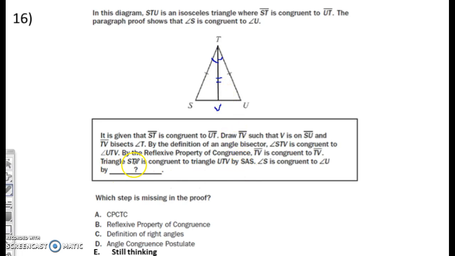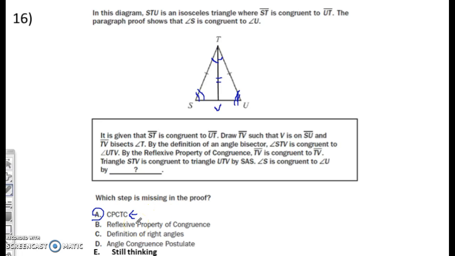And then triangle STV is congruent to triangle UTV by side, angle, side. We have a side, then an angle, then a side on each triangle. So we know they're congruent. So then we can say that angle S is congruent to angle U because corresponding parts of congruent triangles are congruent. And that's what this stands for.